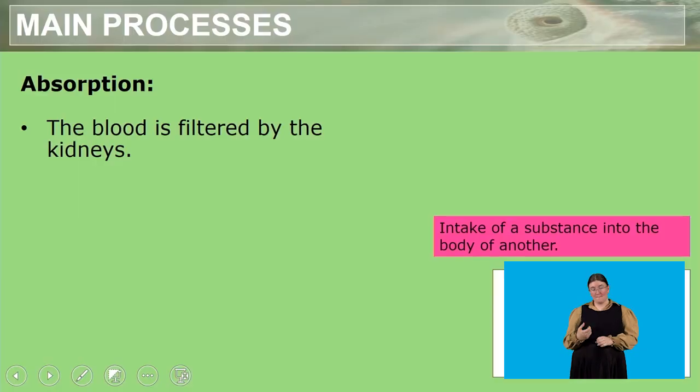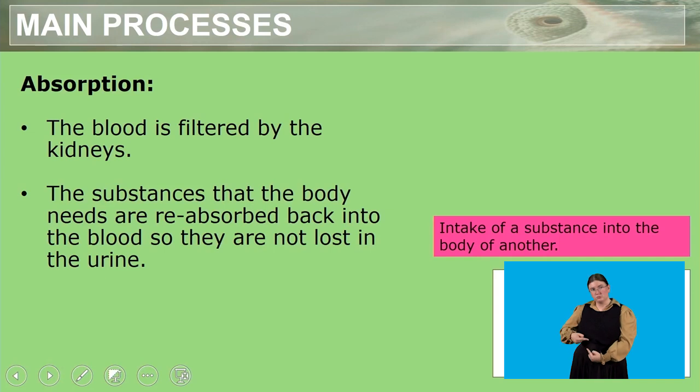But before they are passed down as urine, there's another process that is involved, and there we have absorption. The blood is filtered by the kidneys. The substances that the body needs are reabsorbed back into the blood so that they are not lost in urine.